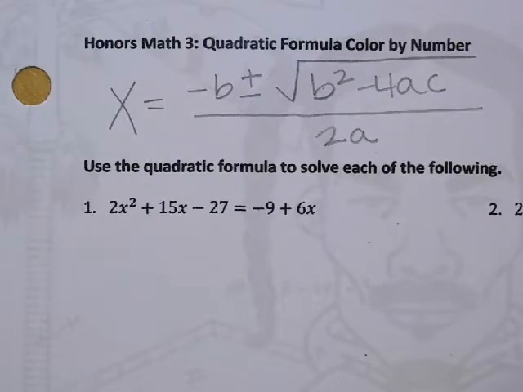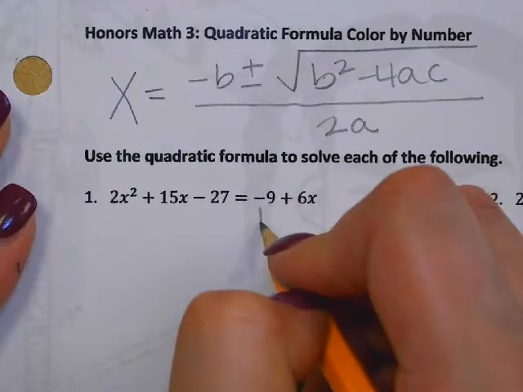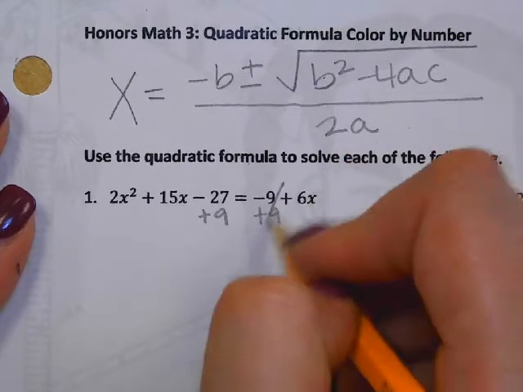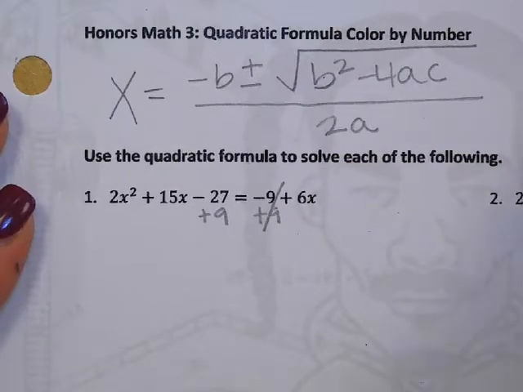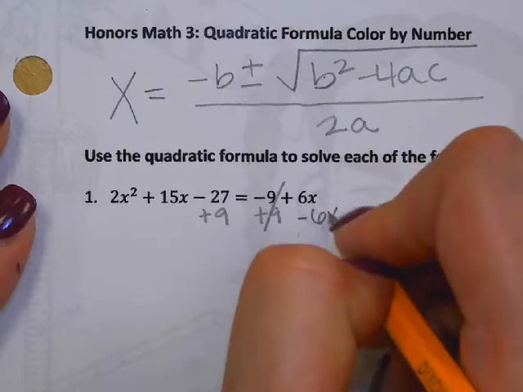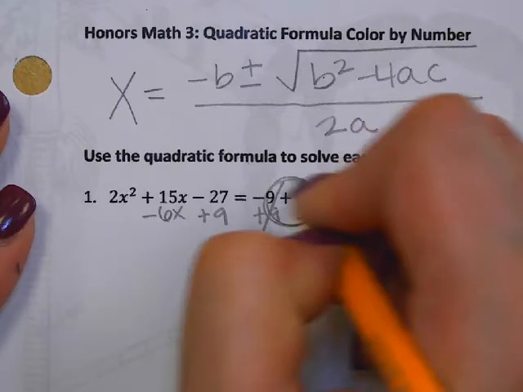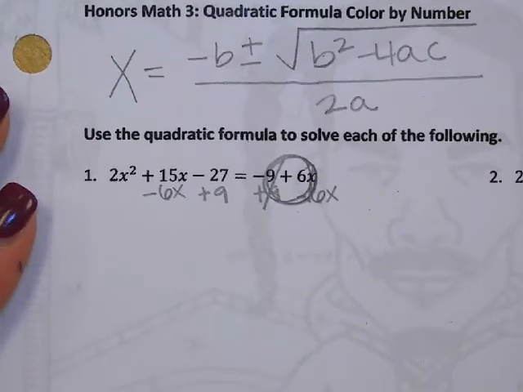So just like with factoring, we have to make it equal 0 first, right? Okay. So I'm going to go ahead and add the 9 to the other side. And I'm going to go ahead and subtract the 6x to the other side. So we're making it equal 0.